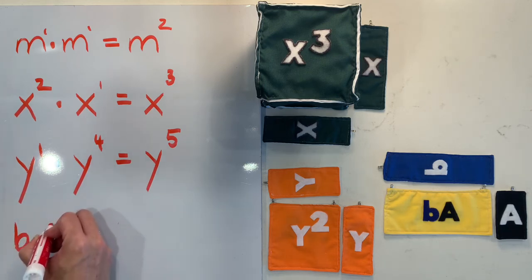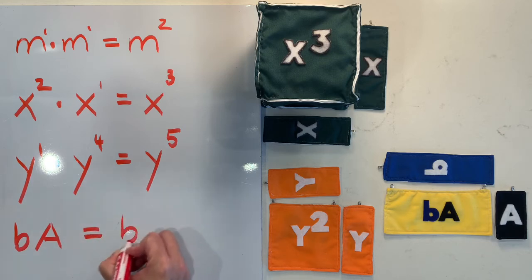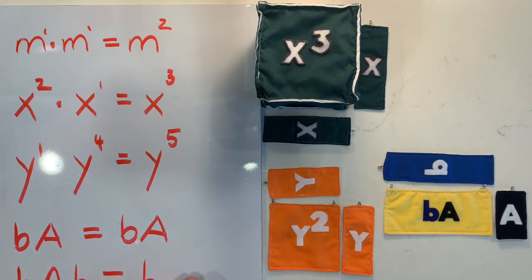B times A is just BA. But B times A times B would be b squared a, or a b squared.